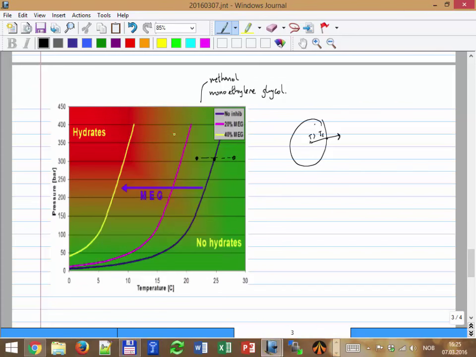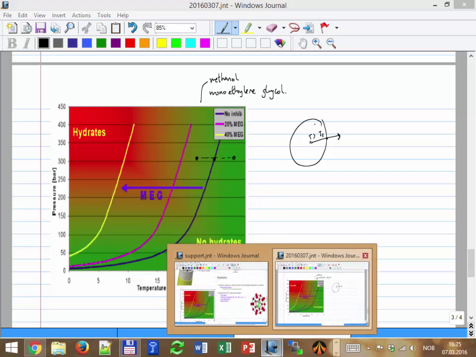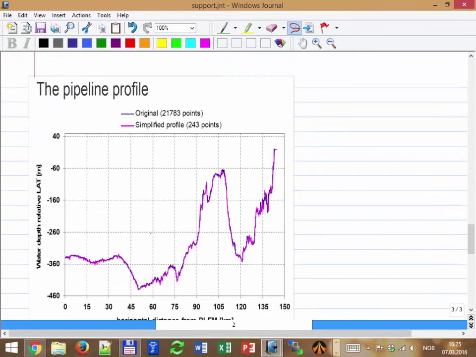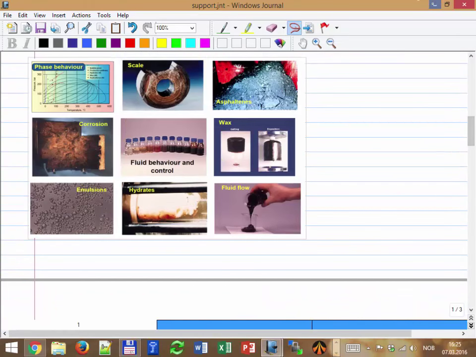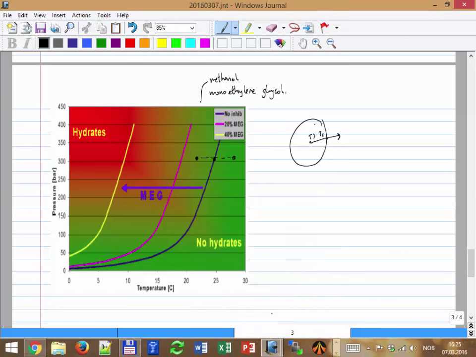If you see, I think I have one picture of wax. Okay, for wax, I think the plot is slightly similar, but it's more vertical. For wax, it's something like this. It's almost a vertical line.